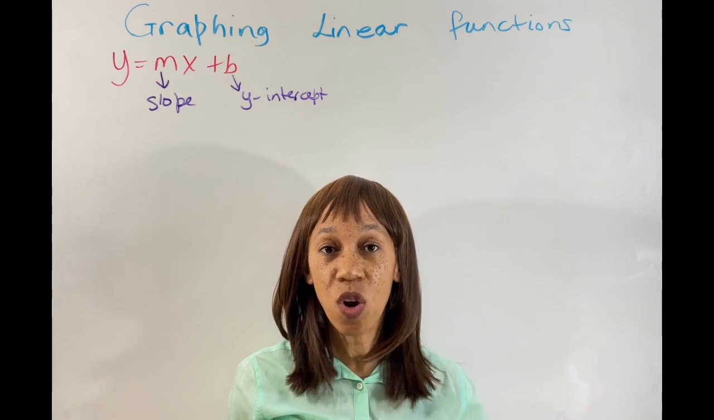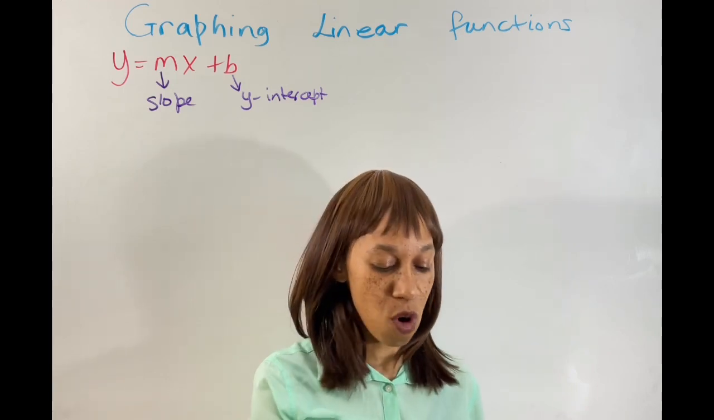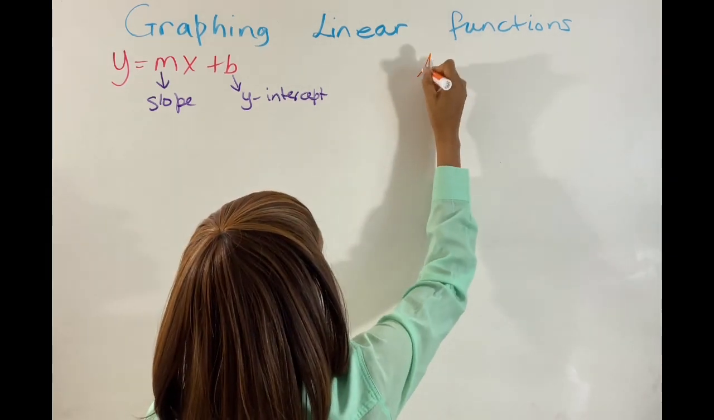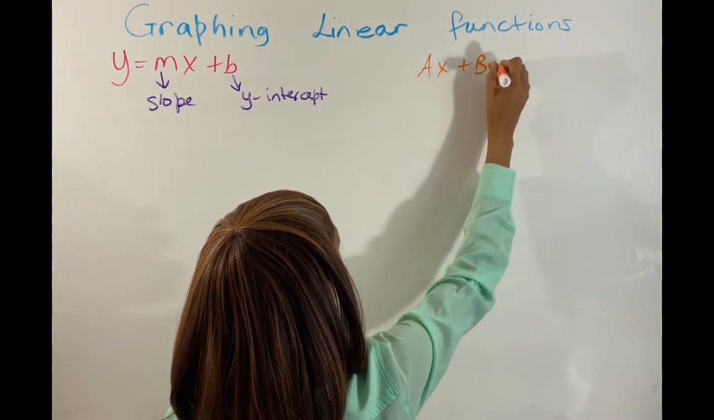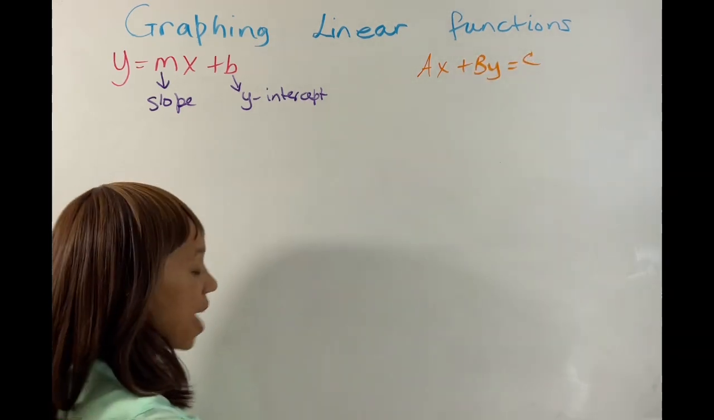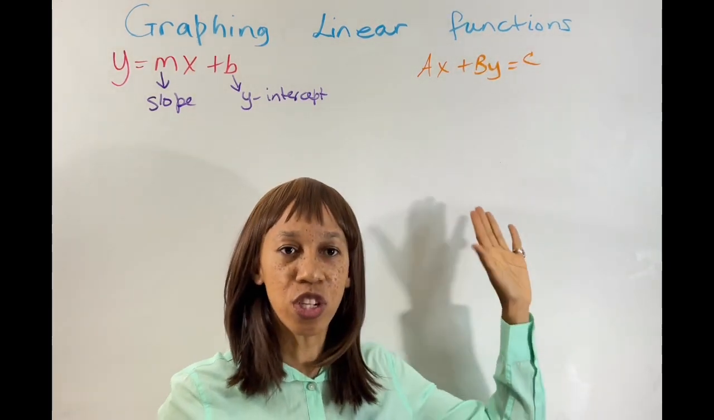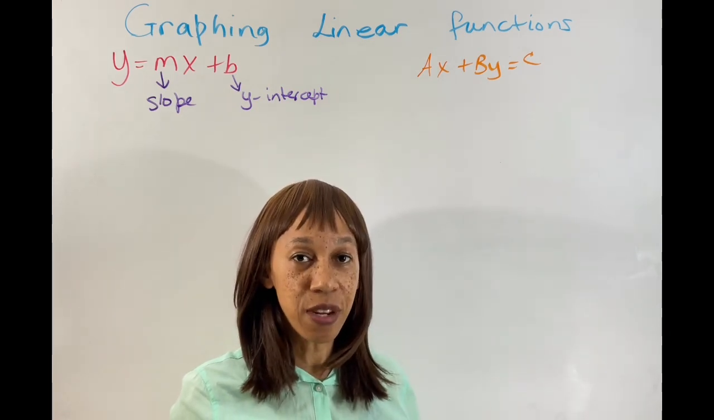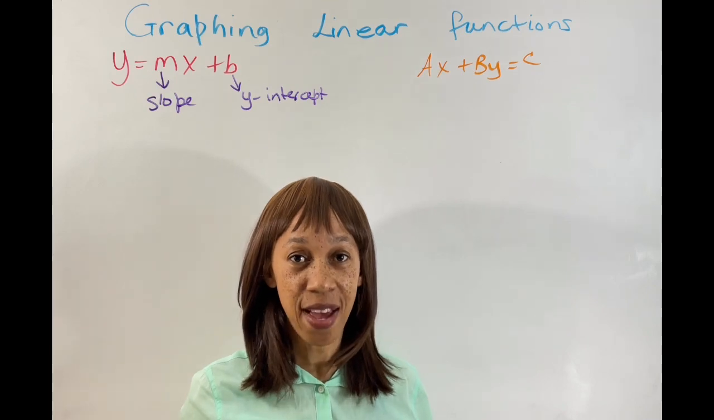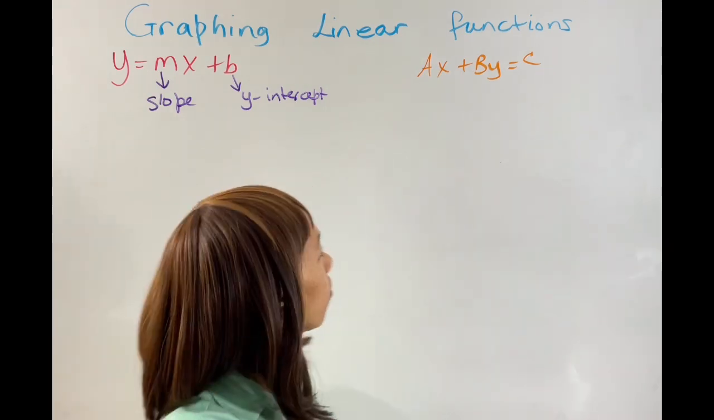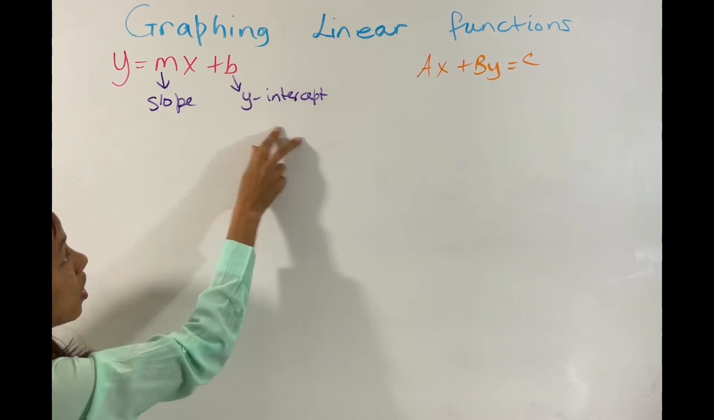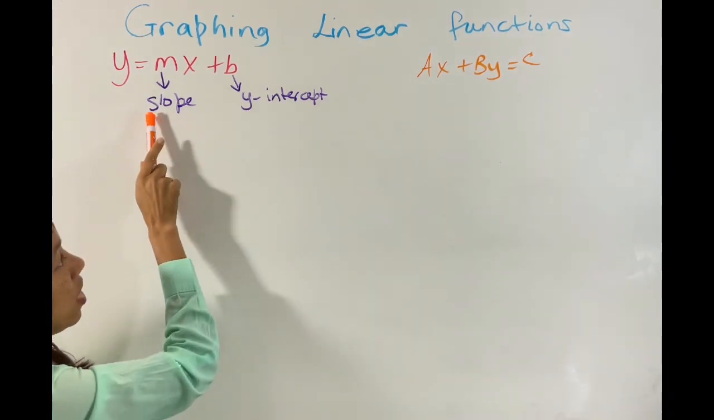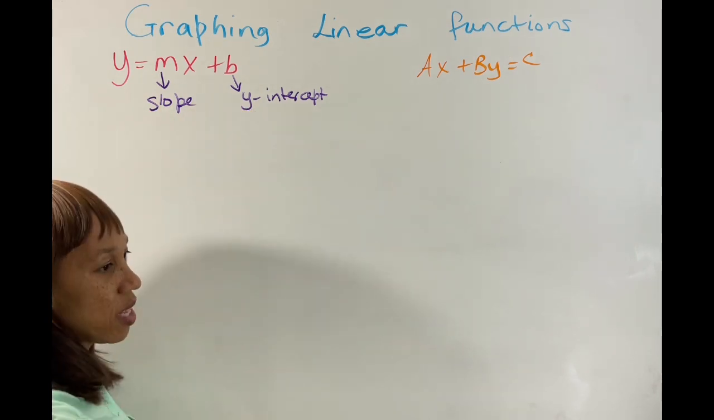Sometimes the equation is also given to you in the standard form. And the standard form is simply ax plus by equals c. And then you will have to change it into your slope-intercept form, meaning that you have to rewrite it so that you can identify the slope and also identify the b value. Now, from this slope-intercept form, there are two things that you need. As I stated before, you will need your slope and you will need your y-intercept.